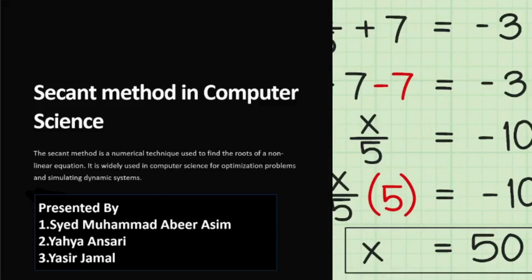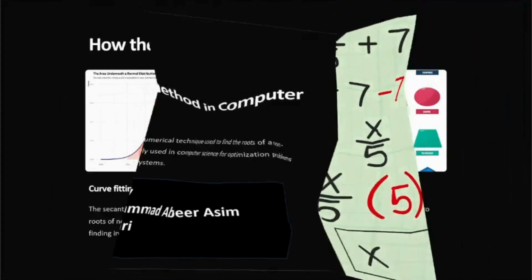Assalamu alaikum everyone. Today our topic is the secant method in computer sciences. First of all, I will give a brief introduction about what the secant method is. The secant method is a numerical or mathematical technique used to find the roots of a non-linear equation. It is used in computer sciences for optimization problems and simulating dynamic systems. Now moving on to the next slide.